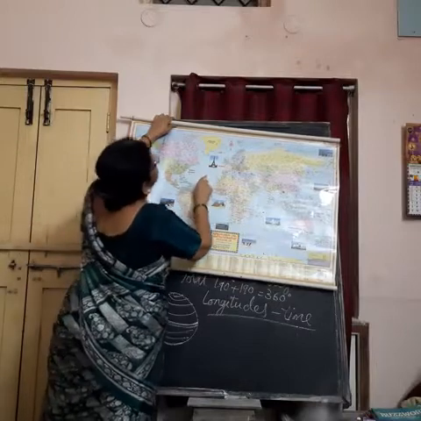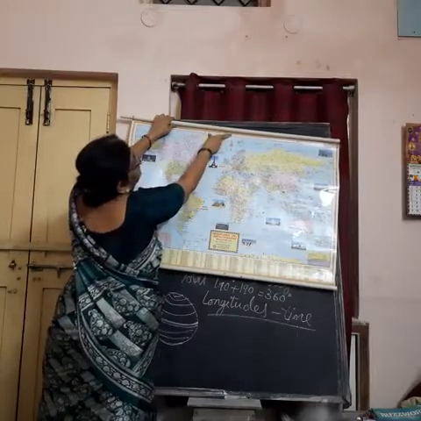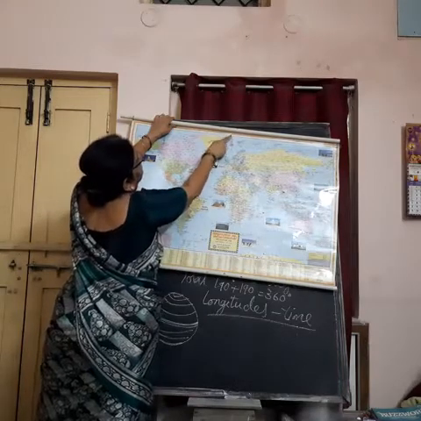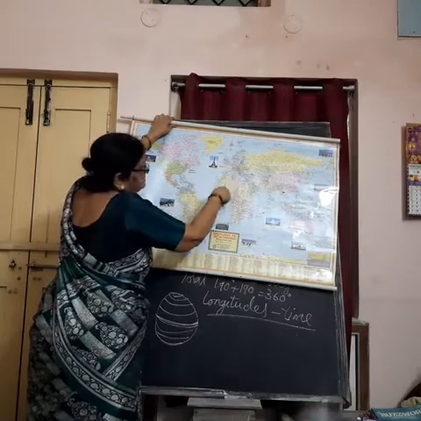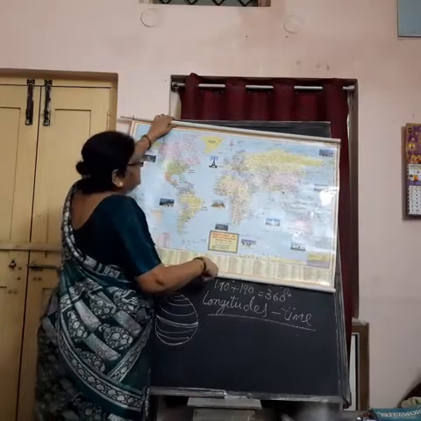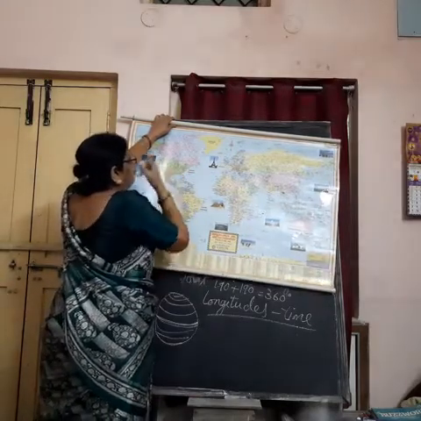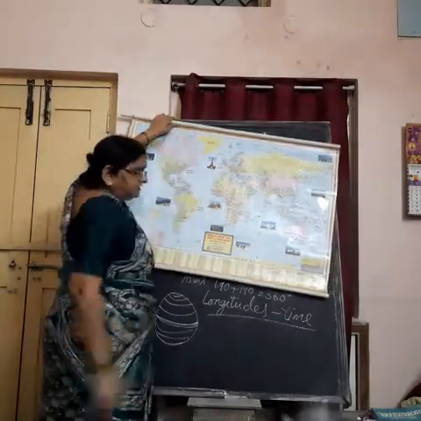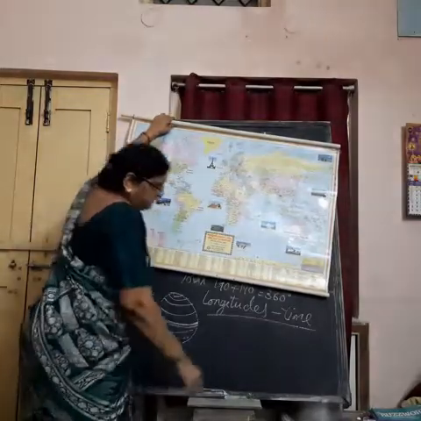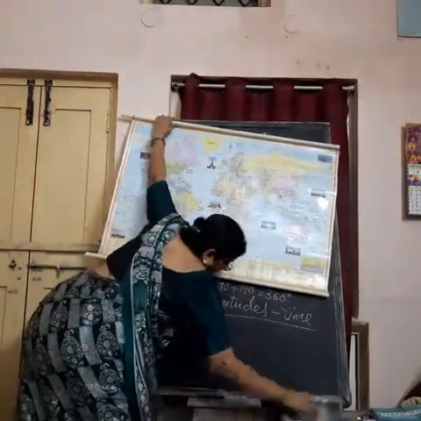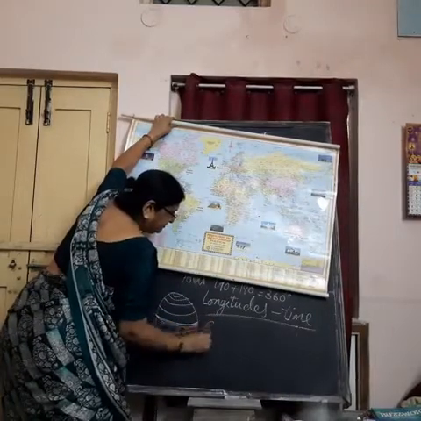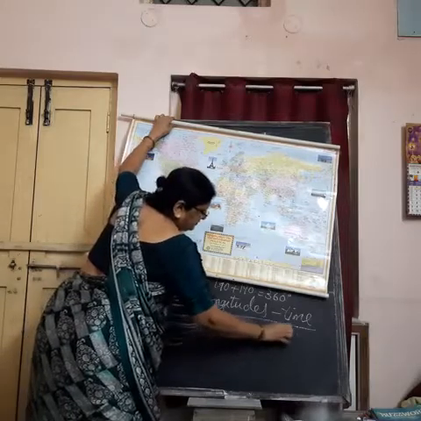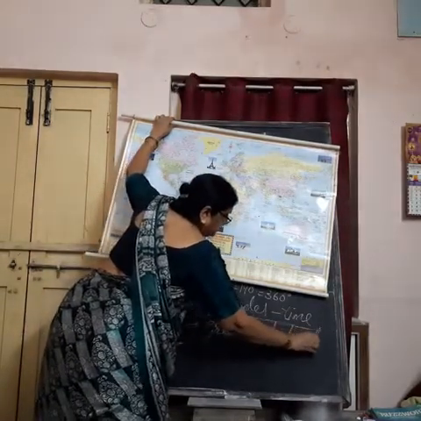Understand? So, this is 0 degree longitude. From here it starts, it passes till the end. It passes through a place near London called Greenwich. Greenwich is the name of the place which is near London.